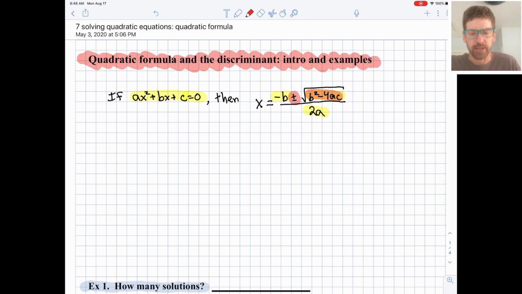And then the last thing, a subtle point, but I want you to know, is that I said it's all over 2a. A lot of people make the mistake of just dividing the square root piece by 2a, but that's not correct. You want to divide the entire numerator by 2a. I'm going to clean some of this up a little bit and then just give you a couple definitions first off. So the first thing is the discriminant.